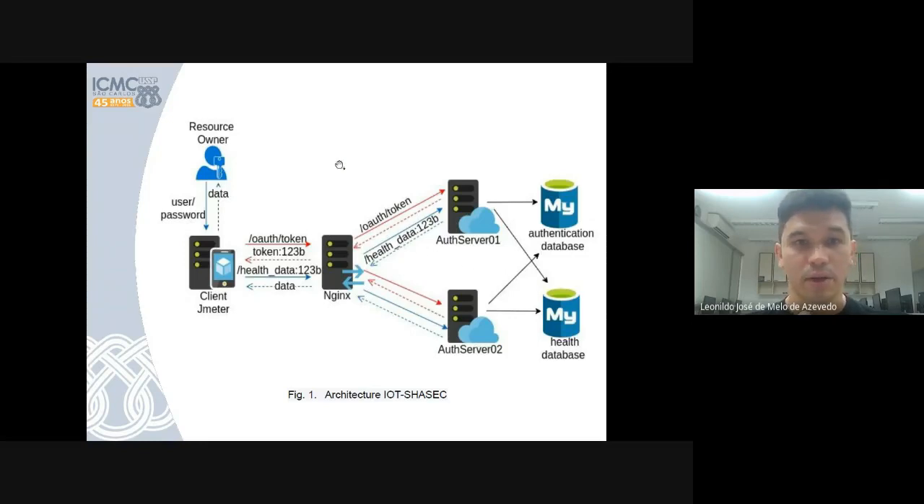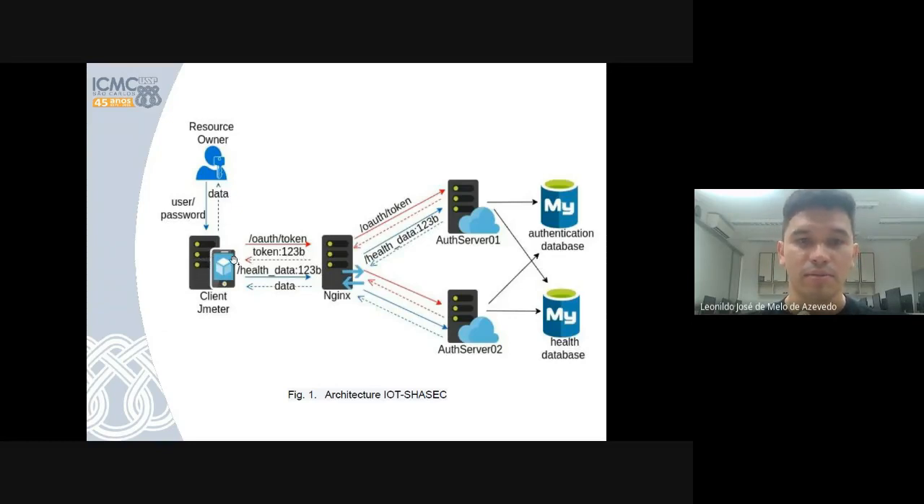So how does it work? First, the resource owner inserts the user and password in the client, in this case JMeter. Then the client requests a token from the broker. In the first case, the broker just passes the information forward. Then the authentication server verifies that the data is okay, and returns a token, and then the broker returns the token to the client.